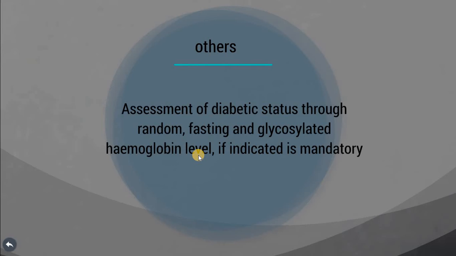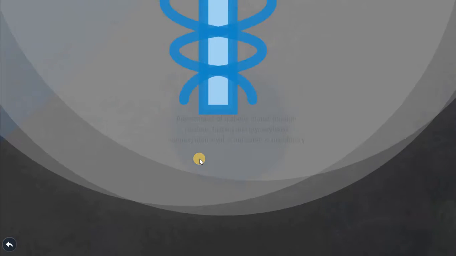We have other investigations like assessment of diabetic status. We said that diabetic patients are more prone to undergoing acute periodontal abscess. They have a defective immune mechanism and a defect in the innate immunity, which is the first line of defense against any bacterial invasion. So the other investigations include the diabetic status of the patient.